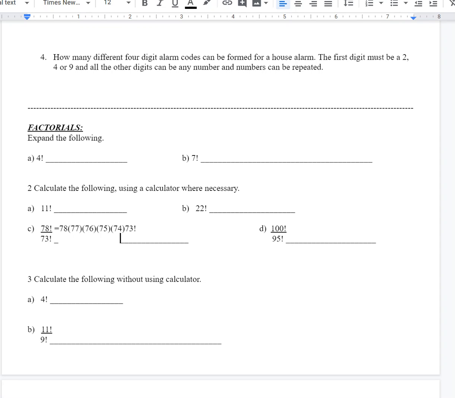73 factorial. So you can cancel out the whole factorial. And then all you have left is to multiply these 5 numbers. That's how I would write out that problem, because 73 factorial would just be multiplying 73 times 72 times 71, etc. So just cancel these two out. They would just disappear, and then you'd be good to go to calculate just that product.